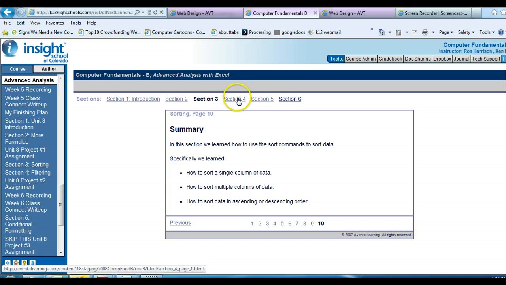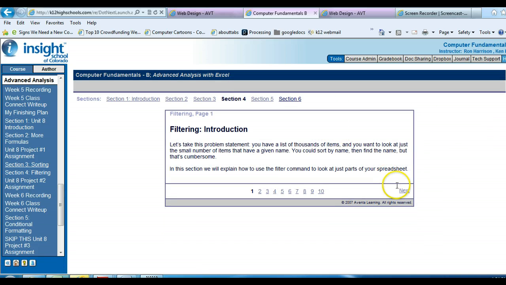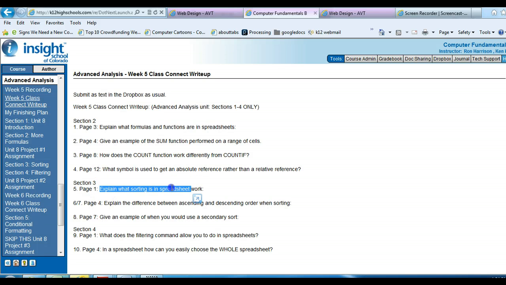Okay, now into filtering in section 4. And filtering, that's the way to just look at specific bits of information. But we better go back to the Class Connect write-up and check our questions. So explain what sorting is, the difference between ascending and descending, we did that. Example of when you would use a secondary sort. In section 4, what does filtering allow you to do? In a spreadsheet, how can you easily choose the whole spreadsheet?